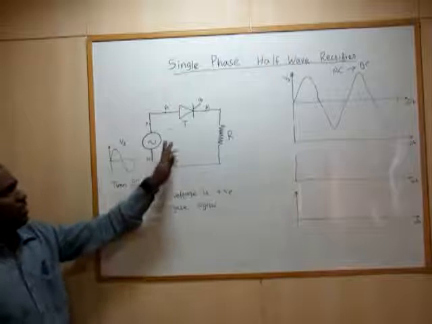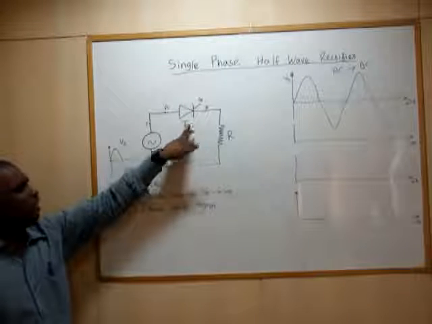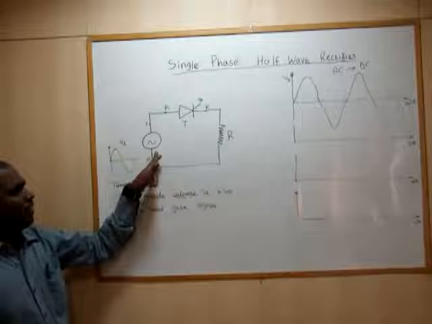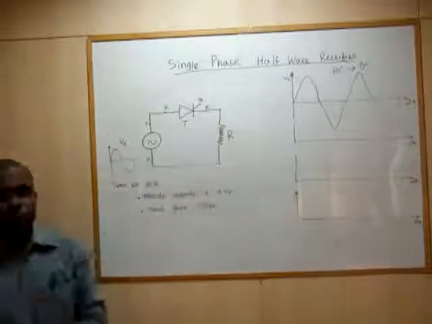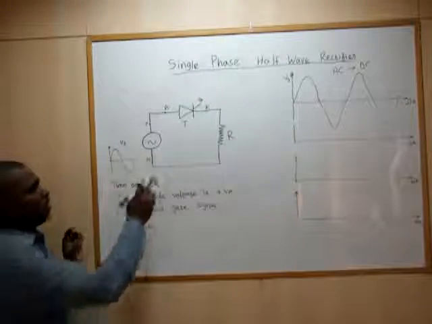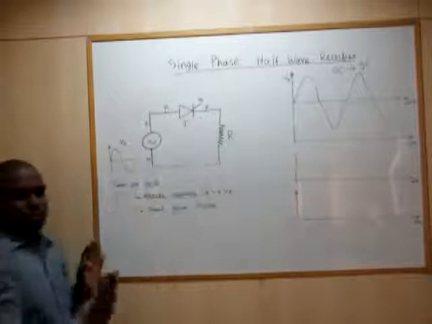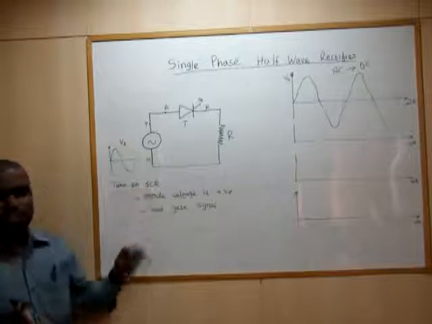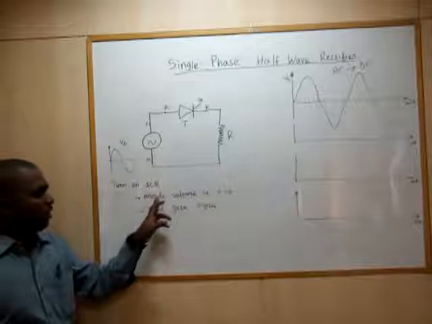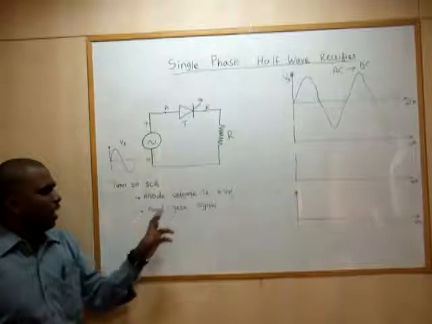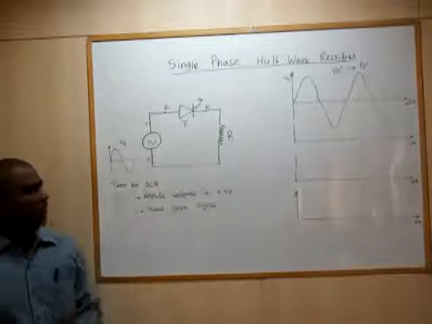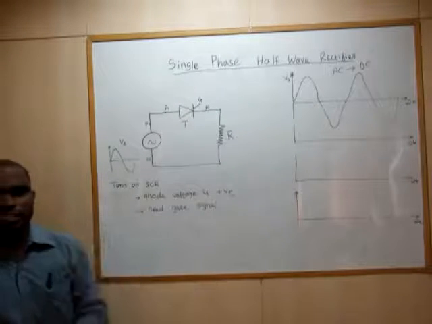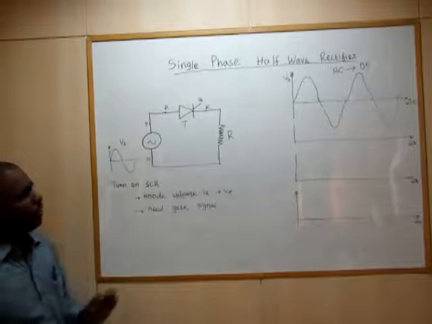The circuit diagram consists of a single thyristor feeding DC power to a resistive load. Actually, the SCR acts like a switch. An SCR can be turned on only when the voltage is positive and a gate signal is applied. Without a gate signal, the SCR cannot be turned on.